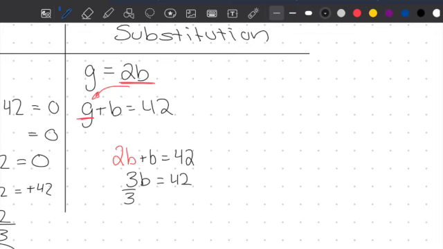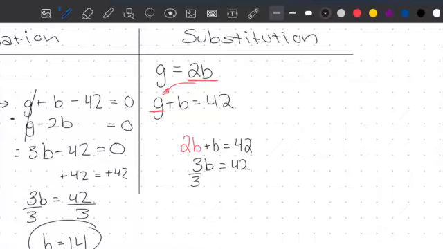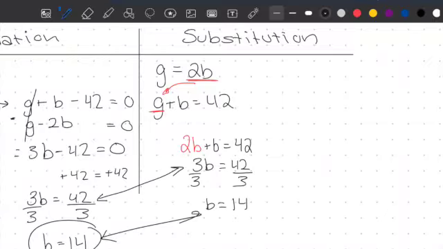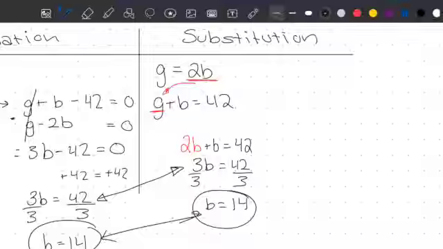And then I would divide both sides by 3. B is equal to 14. And that is just the method of substitution. That's all it is. So you see we got the same answer both times. We even got the same equation partway through, which doesn't always happen, but in this case it did. But that's how we would solve using either method.